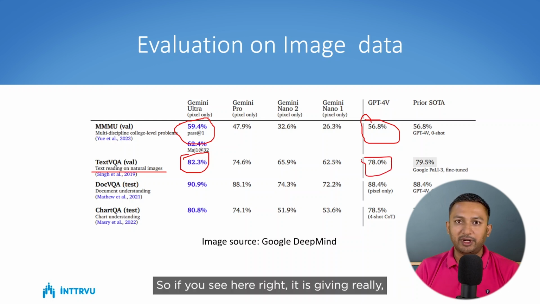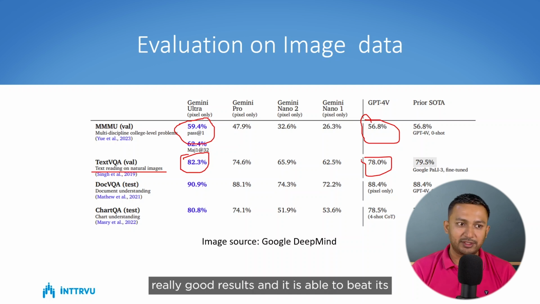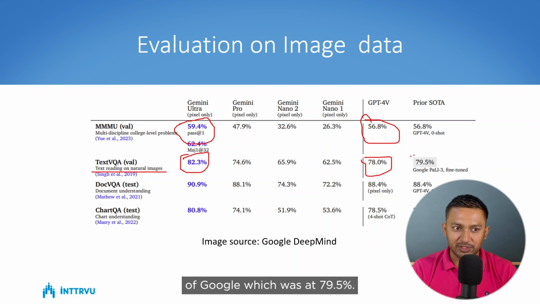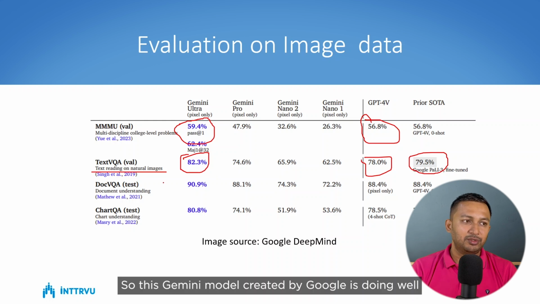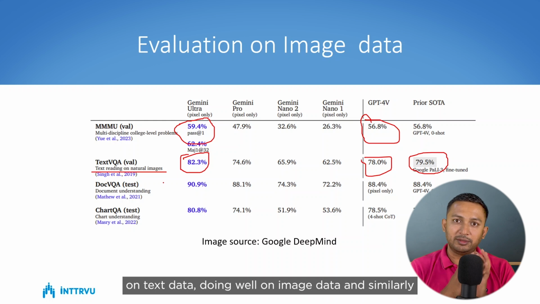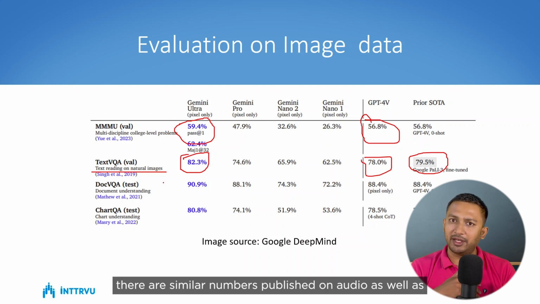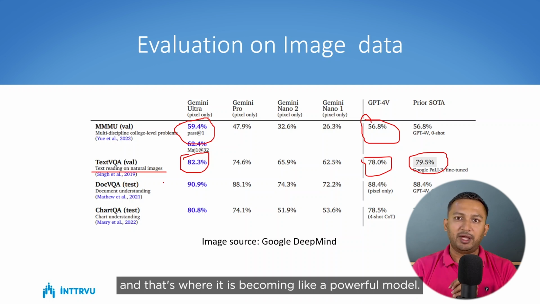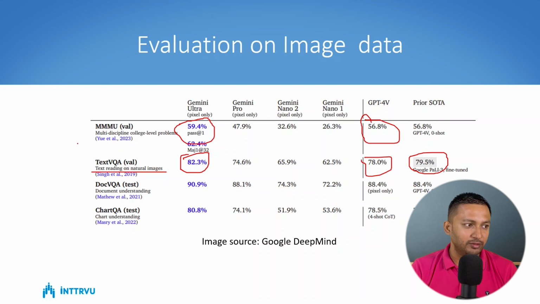So if you see here, it is giving really good results, and it is able to beat its own benchmark created by the previous generative AI model of Google, which was at 79.5%. So this Gemini model created by Google is doing well on text data, doing well on image data, and similarly there are similar numbers published on audio as well as video data where this model is doing really great, and that's where it is becoming a powerful model.